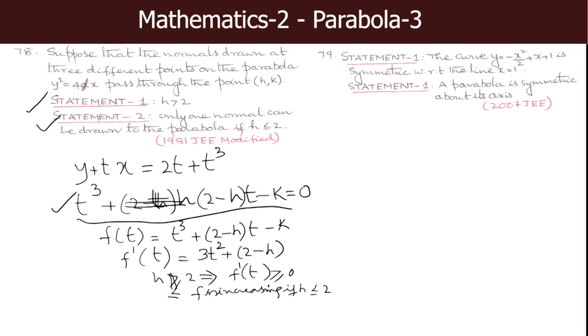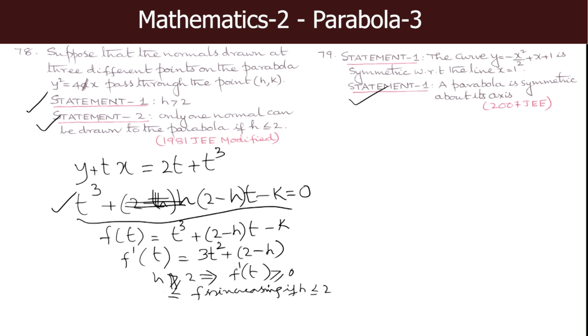So let's go to the next question, 79. Statement 1. The curve y equal to minus x square by 2 plus x plus 1 is symmetric with respect to the line x equal to 1. Statement 2. A parabola is symmetric about its axis. It goes without saying, it is obviously true. A parabola is always symmetric about its axis, which is also called the axis of symmetry. So the second statement is evidently true.